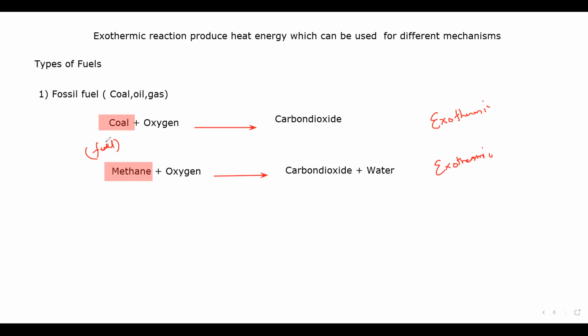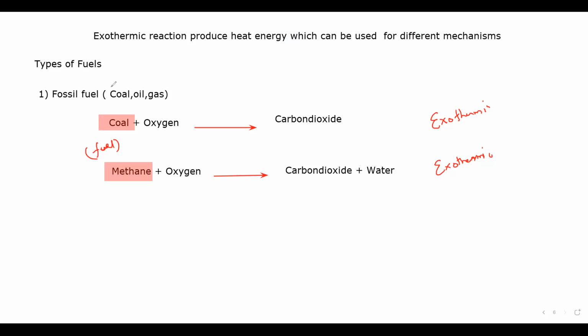When fuel reacts with oxygen, for example petrol which we use in the car, that petrol burns in the presence of oxygen and produces energy. So petrol is the fuel. We don't say oxygen is a fuel. We say petrol is the fuel, and for combustion of the petrol we need oxygen. And whenever we burn something in the presence of oxygen, the reaction is exothermic.